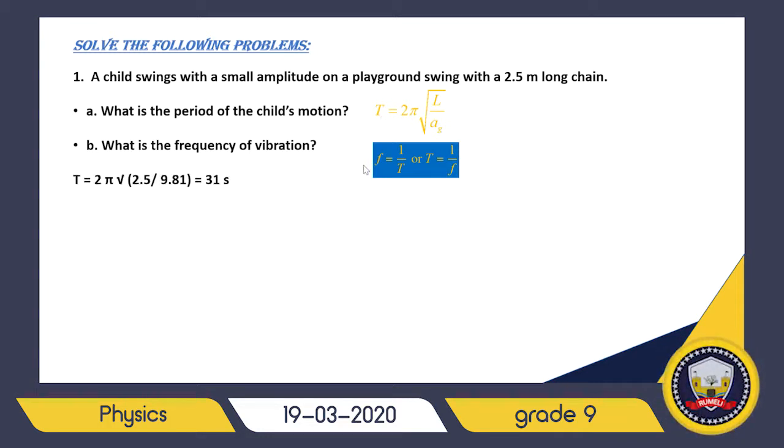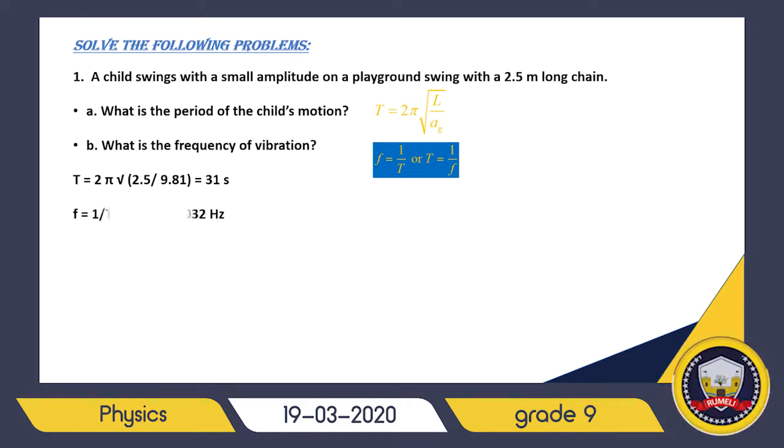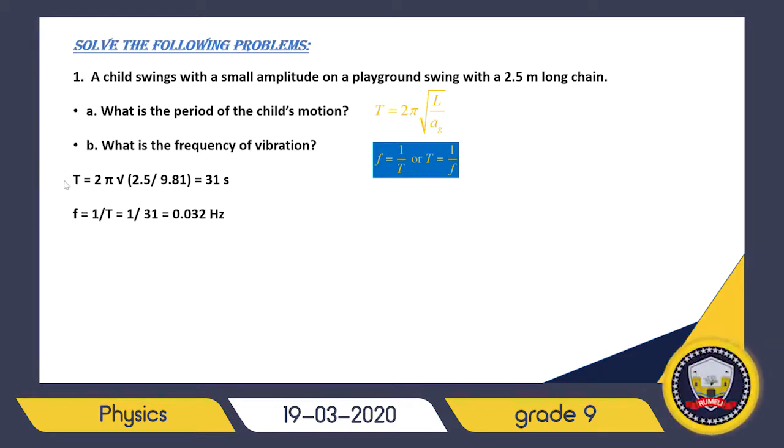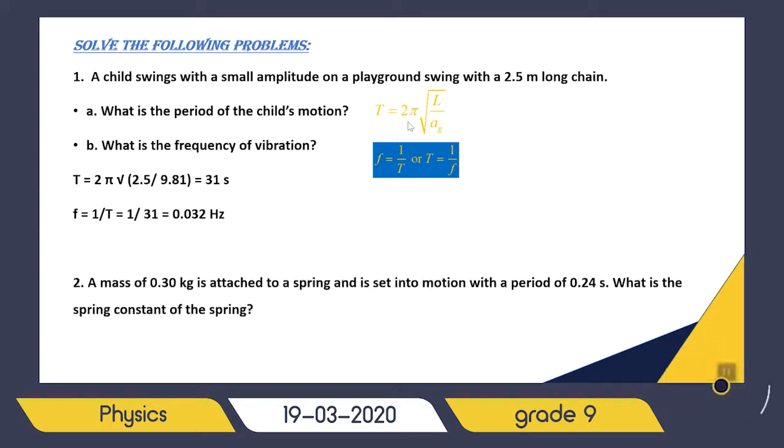Let's start with the period. By direct substitution, T equals 2 pi square root, and I open the brackets for L over g. L equals 2.5 meters, g equals 9.81. So it equals 3.1 seconds. Here is the period. Frequency is the reciprocal of the period, so frequency equals 1 over T, which means 1 over 3.1 equals 0.32 hertz. So we will use these two formulas.